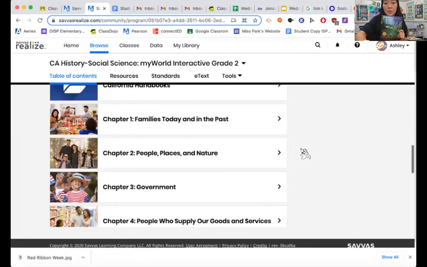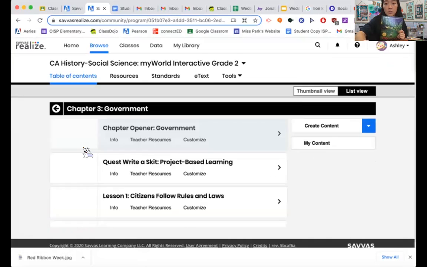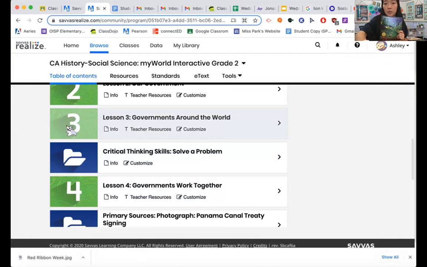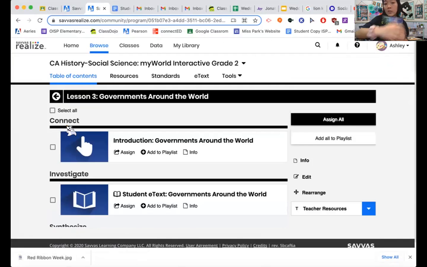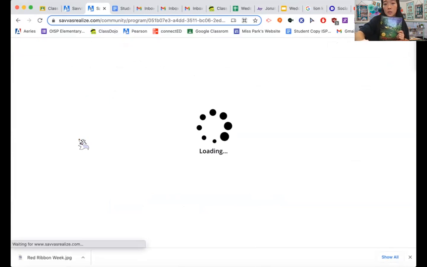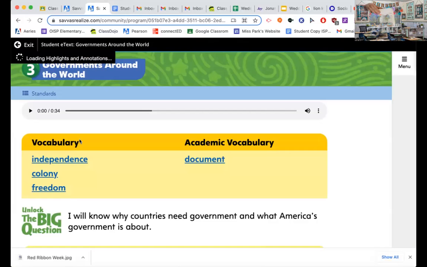If you don't have this book, you're going to go to chapter 3, government. Scroll down to lesson 3, governments around the world. Now, for those of you who do not have this book, we're going to click on the student e-text. We're starting with our vocabulary words. If you have your book, what you're going to do is find chapter 3.